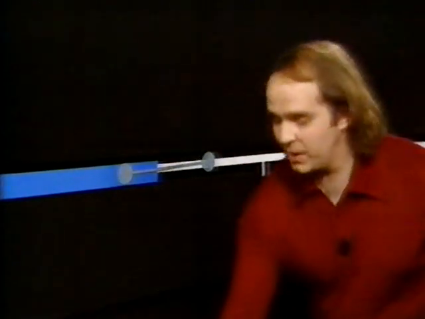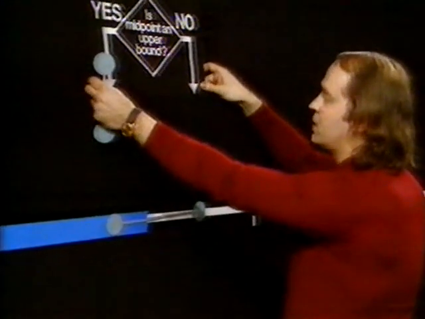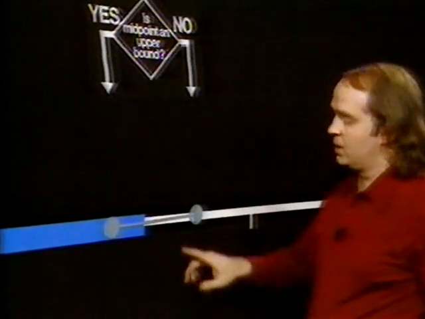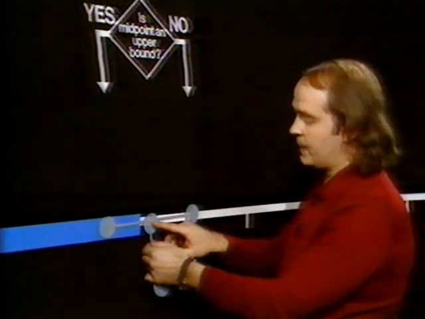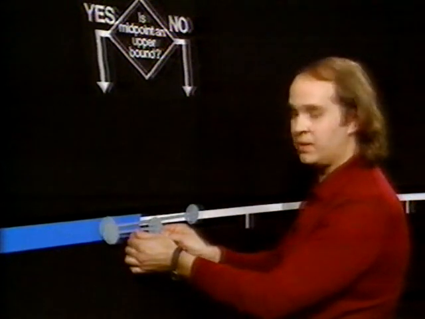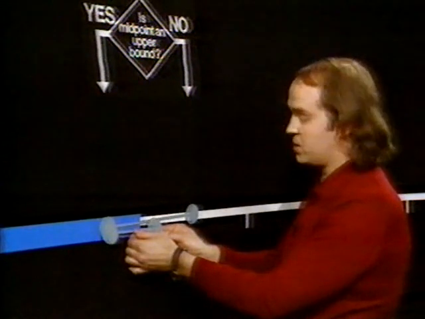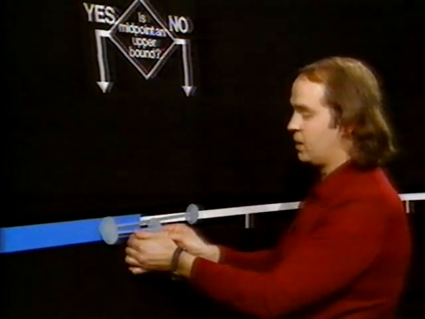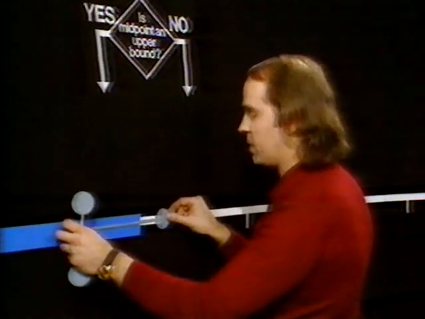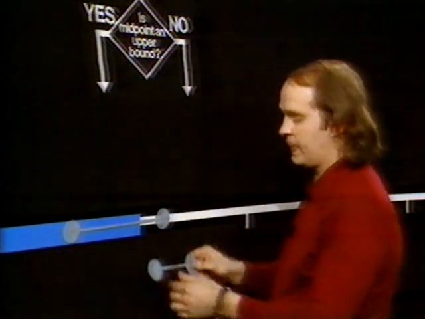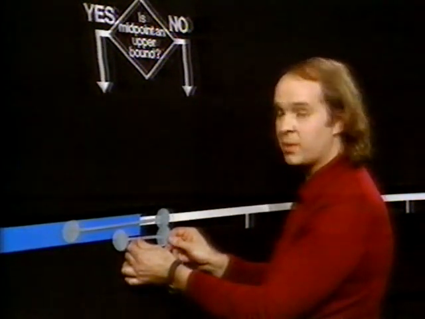So, we start bisecting, and we look at the midpoint. And we choose the next interval as follows. If the midpoint is an upper bound of the set, then we'll take the left half interval as the next interval in our bisection sequence. If the midpoint was not an upper bound, say like this, then we would take the right half interval as the next interval in our bisection sequence.